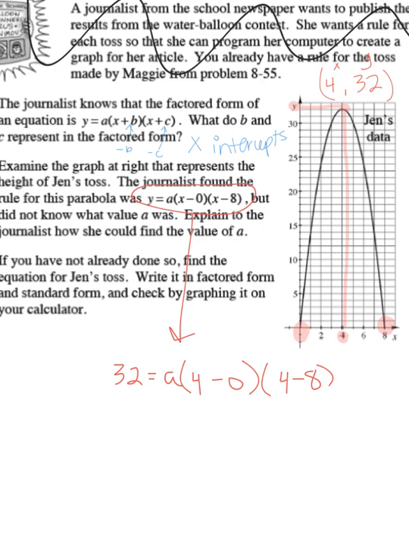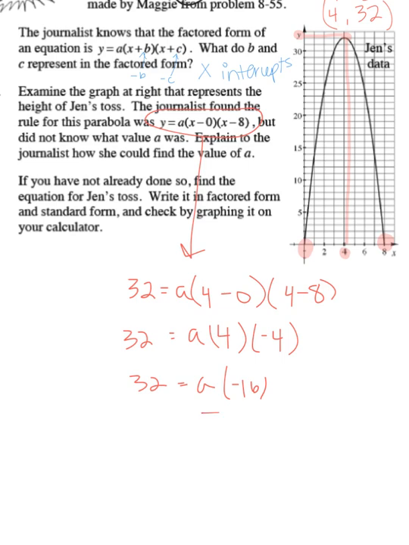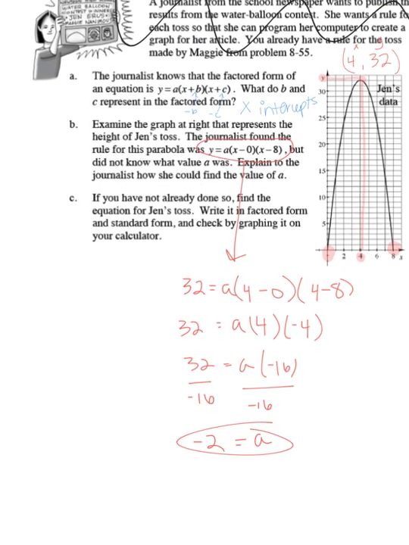So we'll do 4 minus 0 is 4. 4 minus 8 is -4. A. And if we multiply those, we'd get -16 times a equals 32. So to get the a, we would divide by -16. And we get a equals -2. This tells me that multiplier so that I could write my final equation.